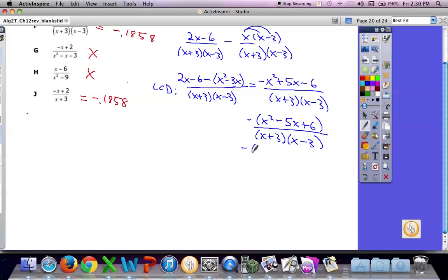So now we've got negative x minus 2 times x minus 3 over x plus 3 times x minus 3. And now the minus 3's cancel, and you've got negative x minus 2, which is negative x plus 2 over x plus 3.